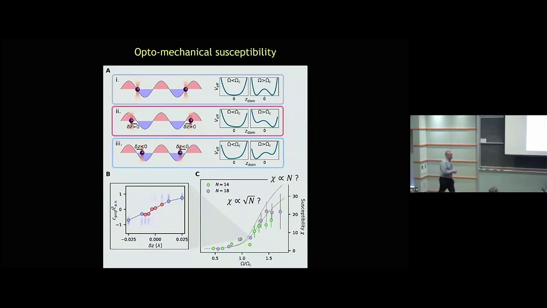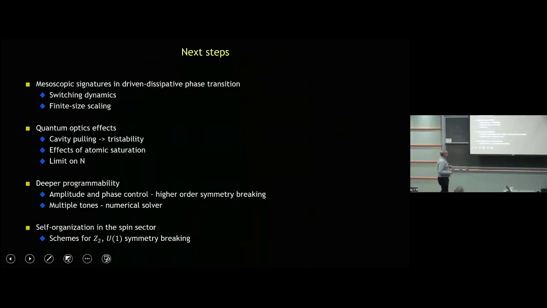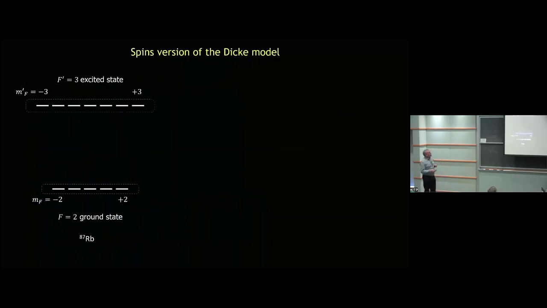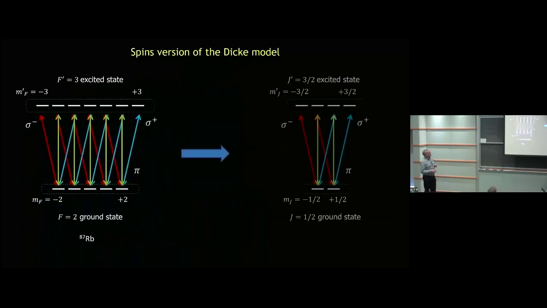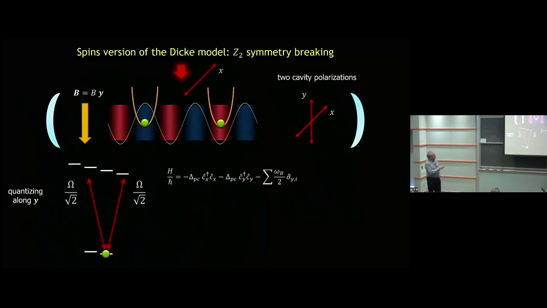Last thing I would have liked to tell you, but cannot for lack of time, is that we also have an understanding of how to realize the Dicke phase transition not in the mechanical sector but in the spin sector. It's actually a very simple modification of our setup that involves, let me skip, placing atoms in an applied magnetic field, driving them with polarized light, and then paying attention to the fact that the cavity carries two different polarized modes.